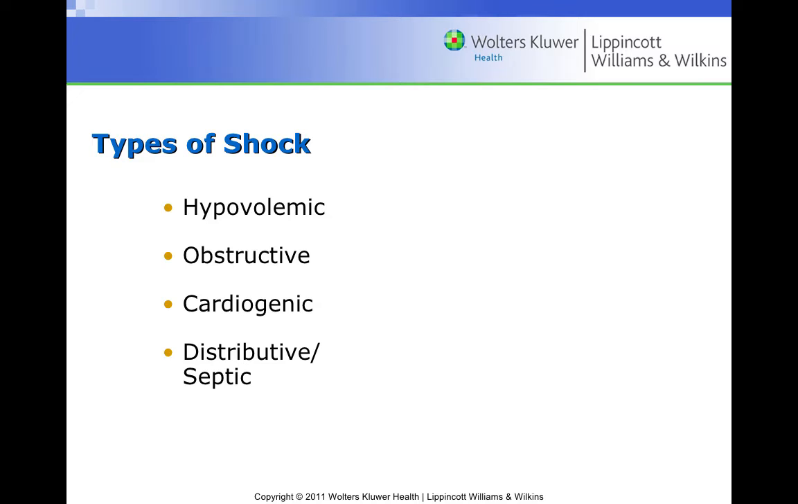Cardiogenic shock, generally we see after an acute MI, and distributive or septic shock, where we see a total loss of vascular tone, may be due to inflammatory mediators such as in septic shock, could be due to vasodilating substances like you would see in anaphylaxis.